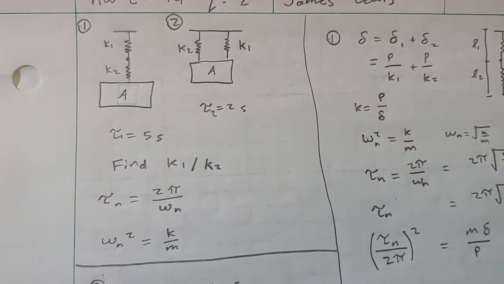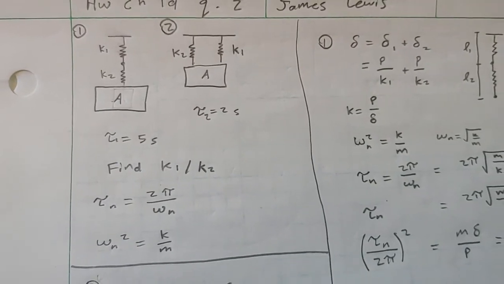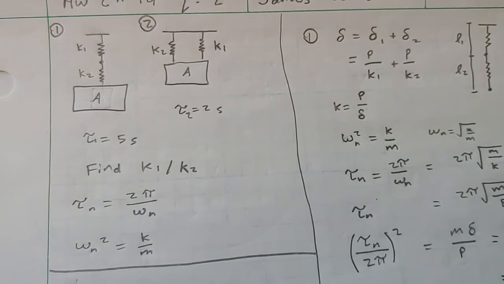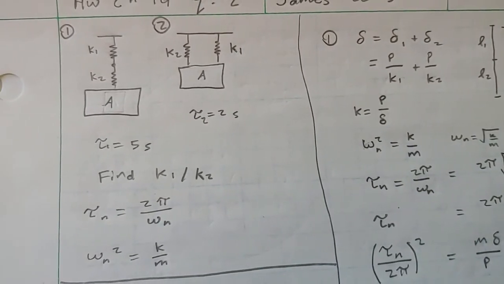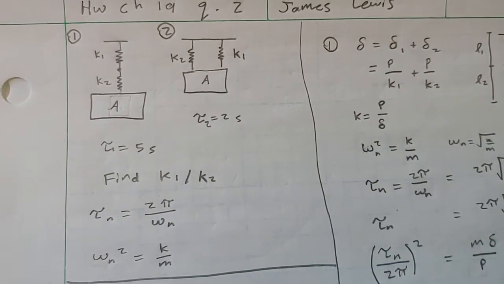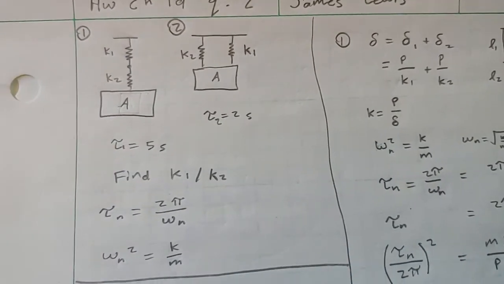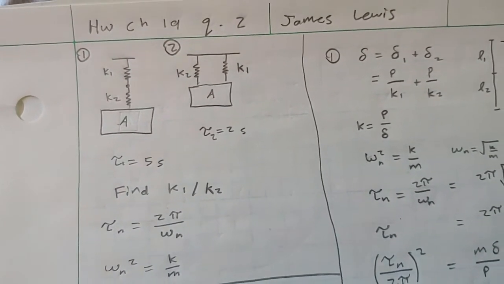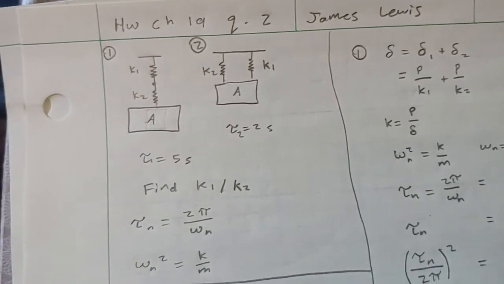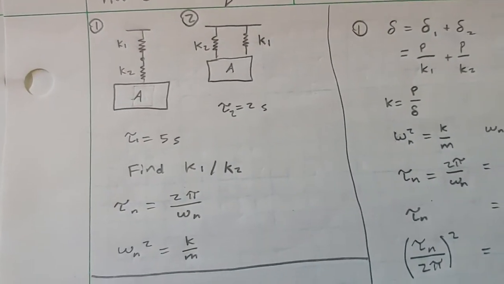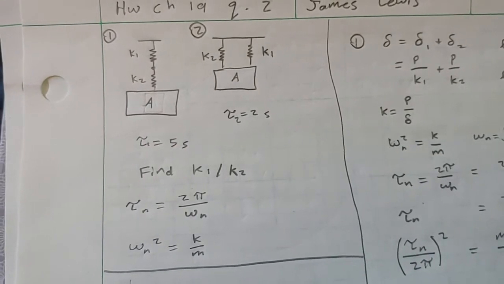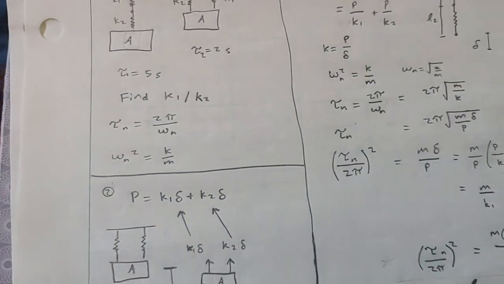So we've got to find our ratio K1 and K2, and our period, and then we have our equations. Our natural period is 2 pi over our natural angular velocity omega, and then we have our natural angular velocity squared equals k over m.